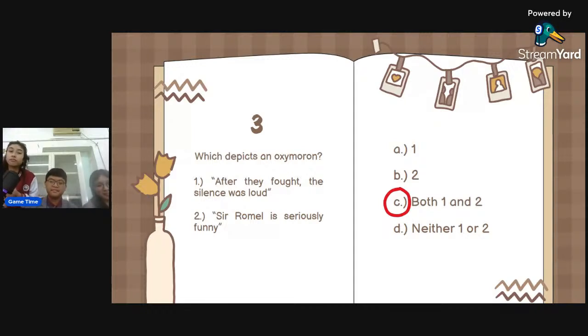Sir Romel is seriously funny. Seriously and funny are what make the sentence an oxymoron, because they are two completely different words. So that's how you know it's an oxymoron, guys. Though seriously and funny have different meanings, putting the two of them together can amplify that Sir Romel is very funny, or that his humor is really worth it.